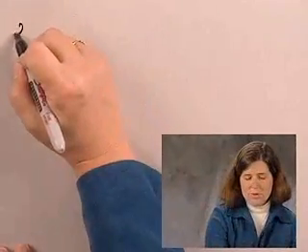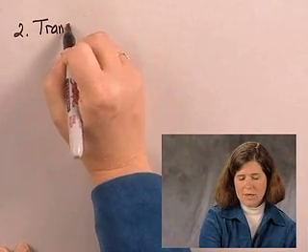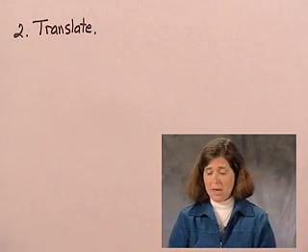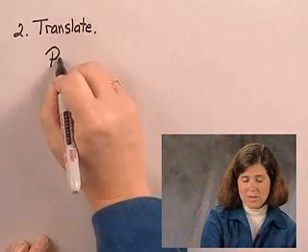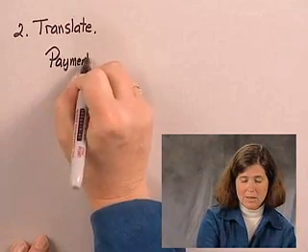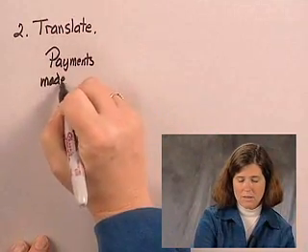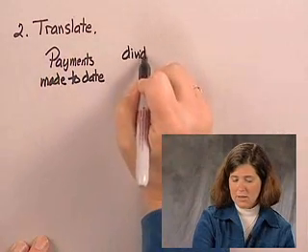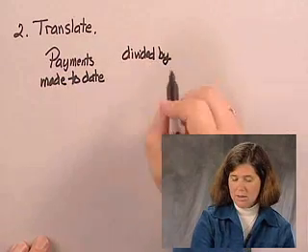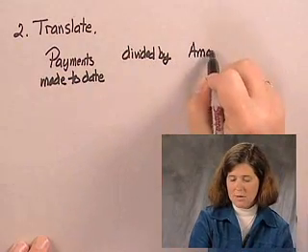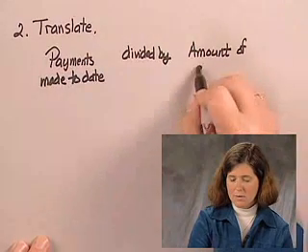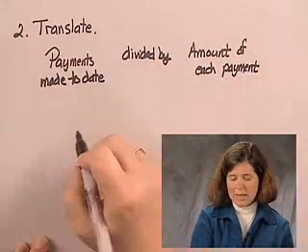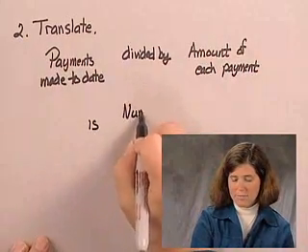The first thing we're going to do is to come up with an equation that will help us find M, which is the number of payments that were already made. So the amount of payments made to date divided by the amount of each payment is going to be the number of payments made.